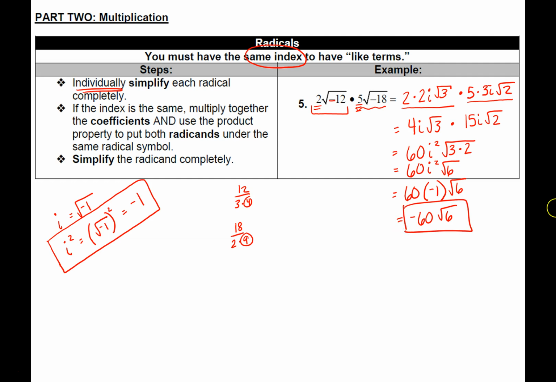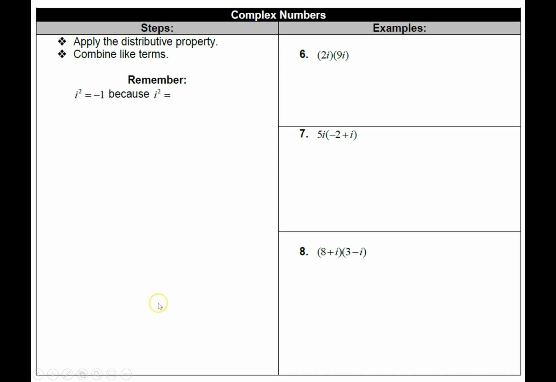All right, so now let's do a little bit more with complex numbers, with those imaginary i's. When we're doing operations like multiplication with complex numbers, we're going to apply the distributive property. We're going to combine like terms just like we would with any variable, but we do have to remember that i squared is equal to negative 1 because the square root of negative 1, if I square it, is negative 1. So this is going to be super, super important. We can't forget about it. All right, so let's go.